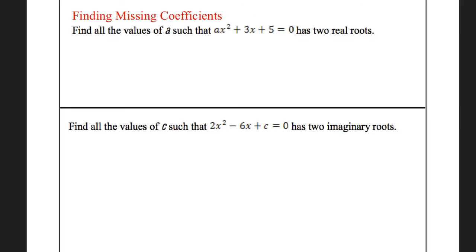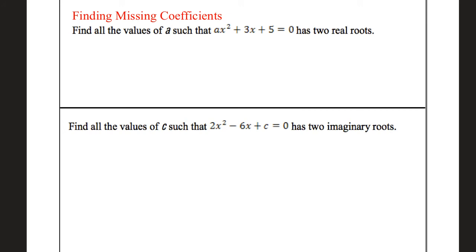So on this slide, we're going to take a look at finding missing coefficients. This is going to be a similar process, with some slight changes. Rather than just plugging numbers in and observing whether the discriminant is positive or negative, we're actually going to be solving for something with these.